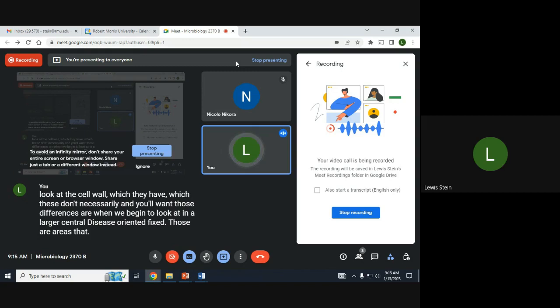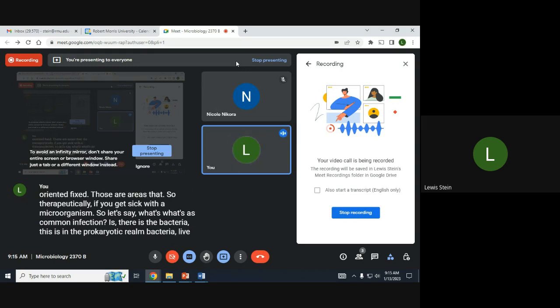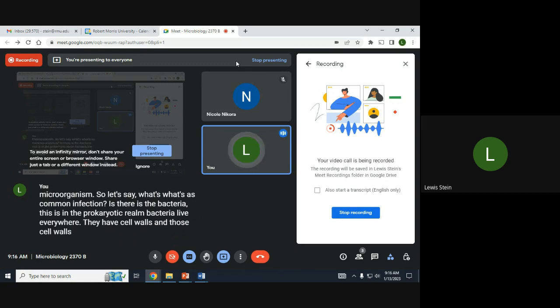So therapeutically, if you get sick with a microorganism, let's say as common an infection as there is with bacteria, which is in the prokaryotic realm. Bacteria live everywhere. They have cell walls, and those cell walls contain a very interesting chemical building block called peptidoglycan. Peptido means chains of amino acids, peptide bonds. Remember those from AP1? Peptide bond.